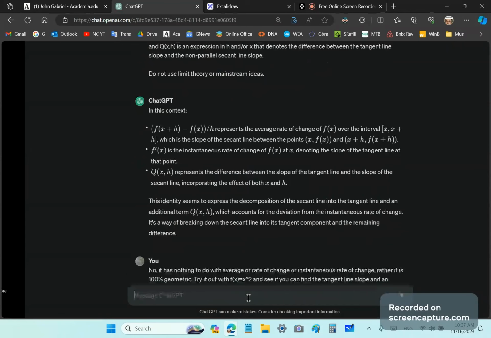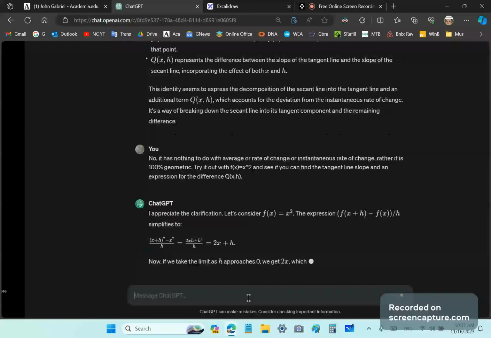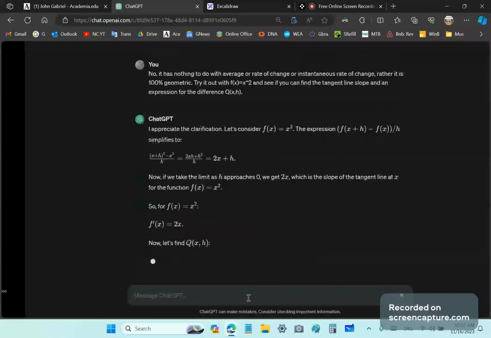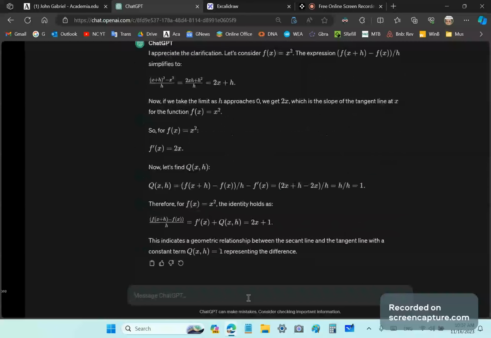So it's running in Genius mode now. Let's see what it does. And I told it not to use limits. And notice again, I said do not use limits. Okay, so it did up to this point here correctly, and then it said, and this here is correct. And now to find, so it's made an error here. Q of x, h is not equal to 1. Okay, so let's just tell it where it went wrong.